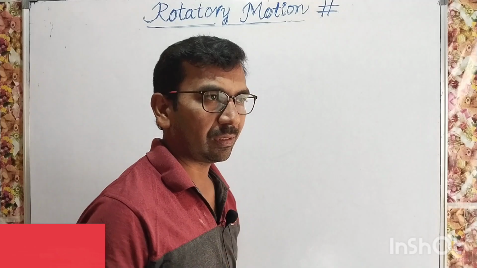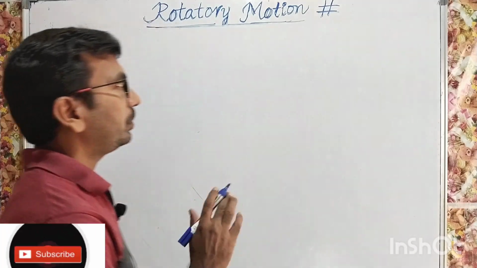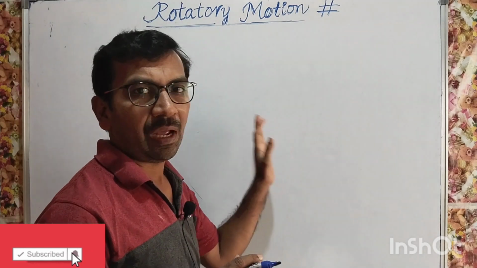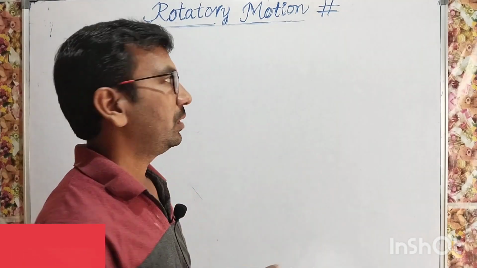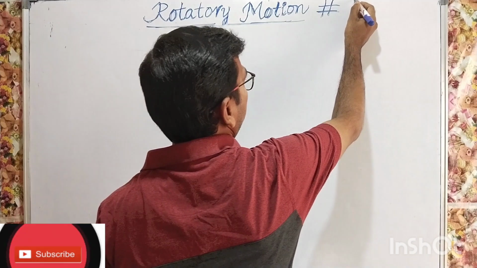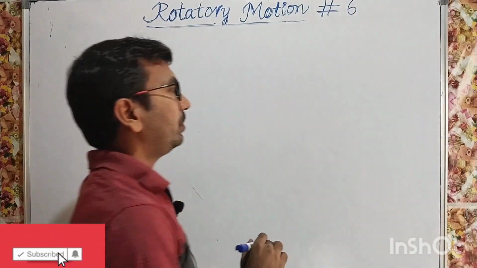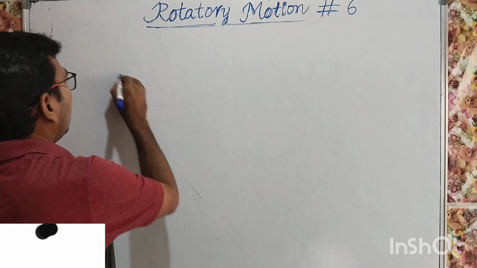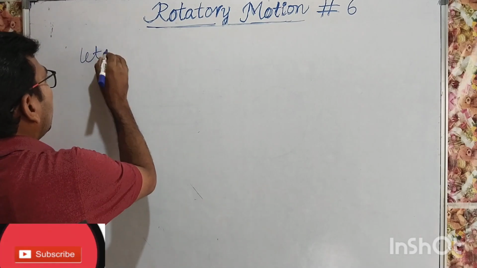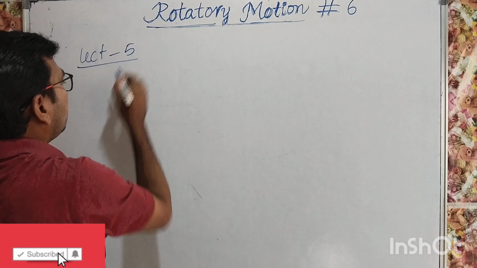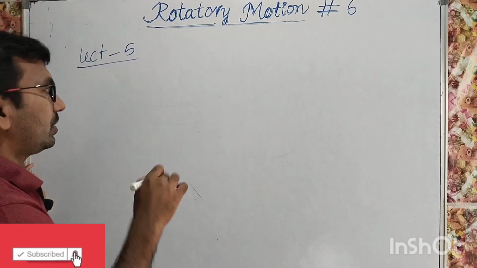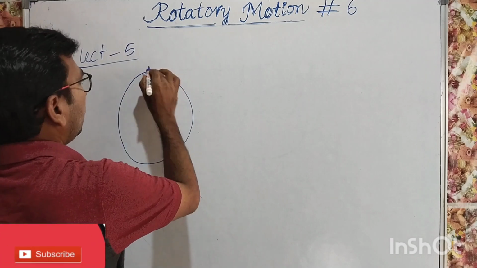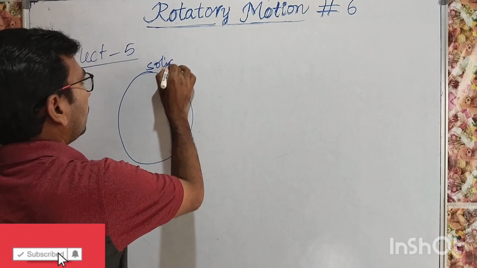Today we are going to discuss the remaining part: rectangular lamina, triangular lamina, hollow cone, solid cone. But before that, let's recall lecture number 5. In lecture number 5 we discussed the solid sphere.